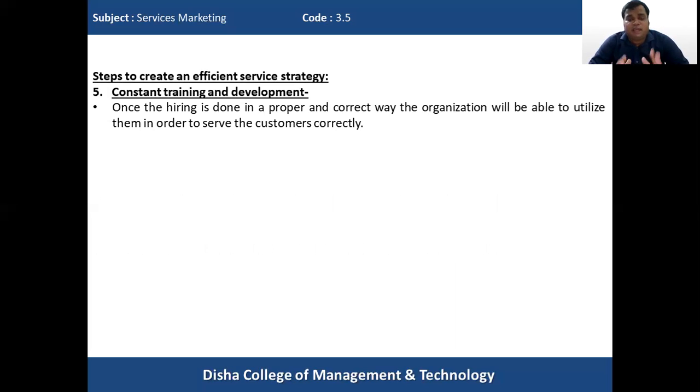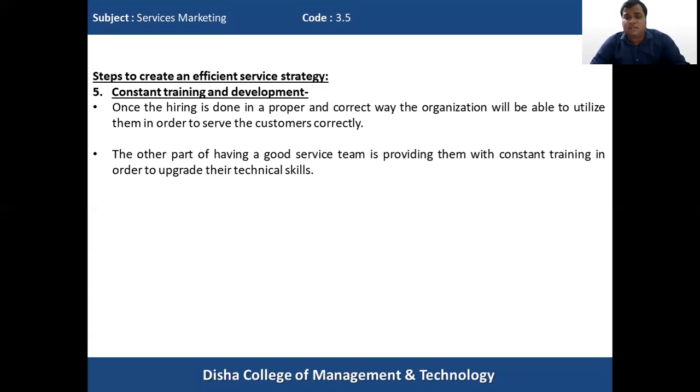So proper hiring, the right hiring that we read in step 3, is very important, because if the hiring is done correctly, then the organization will be able to tap the human resources in a proper way and serve the customers much more efficiently. The other part of having a good service team is providing them with constant training to upgrade their technical skills. Once we have the proper human resources, it will be easier for the service organization to train them and upgrade their technical skills.